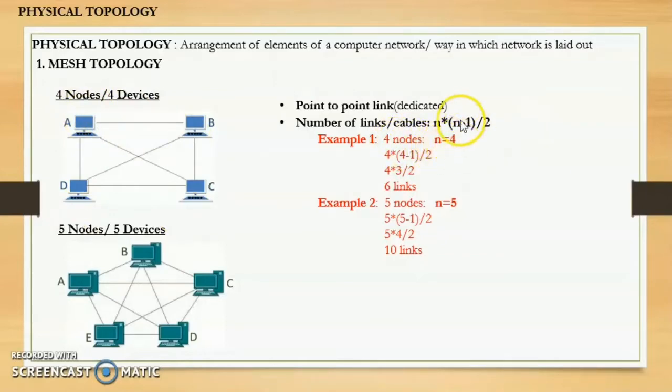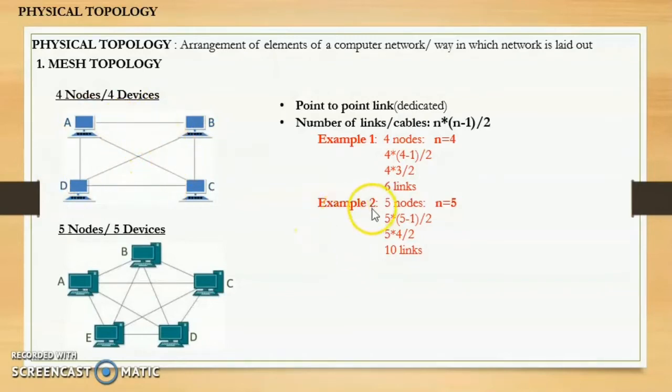So if we put the n value in this formula, we will get 4 into 4 minus 1 divided by 2, that is 4 into 3 divided by 2. So the answer will be 6, which means that 6 links or 6 cables are required to connect 4 nodes. So if you look at this figure, there are 6 links required to connect these 4 nodes. If we count, we will get 1, 2, 3, 4, 5 and 6.